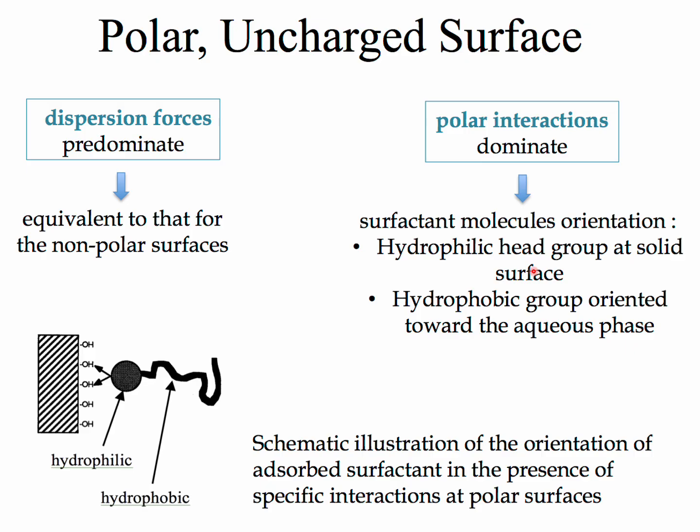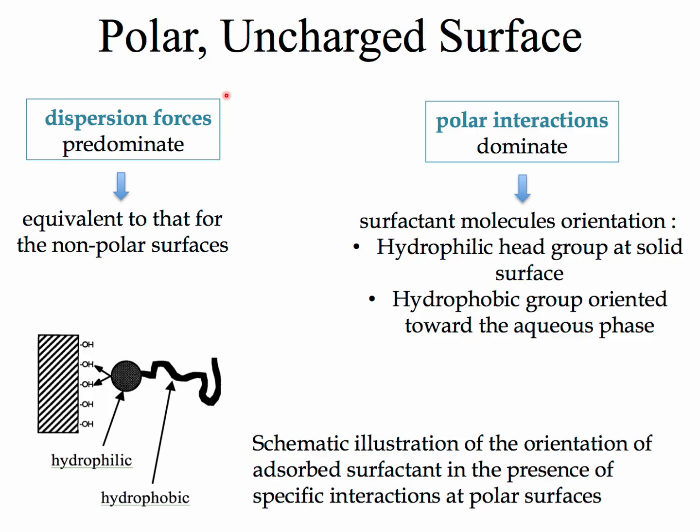So the hydrophilic head group of the surfactant tends to interact strongly with the polar solid surface, so it attaches directly to the surface. At the same time, the hydrophobic tail is oriented away from the surface and extends into the aqueous phase. If you look at the diagram here, you can clearly see this arrangement. Here we have the hydrophilic head positioned at the surface, interacting with polar groups such as hydroxyl groups, while the hydrophobic tail extends outward into the solution.